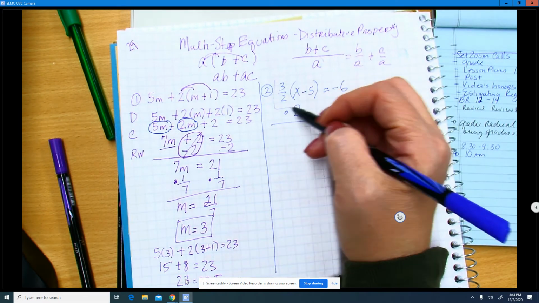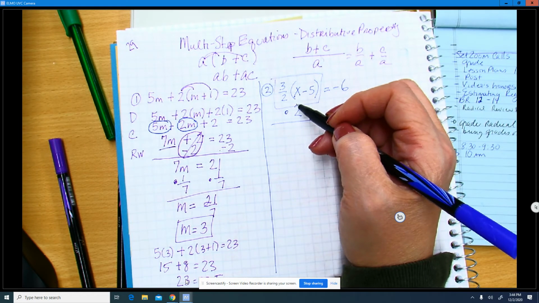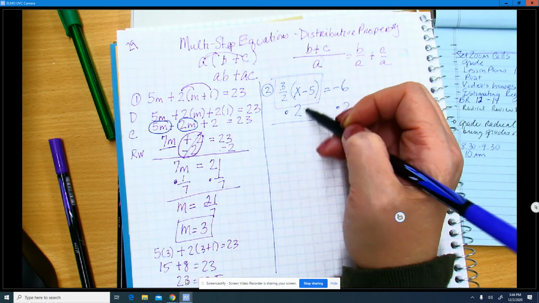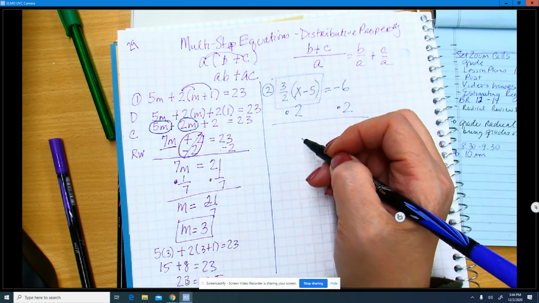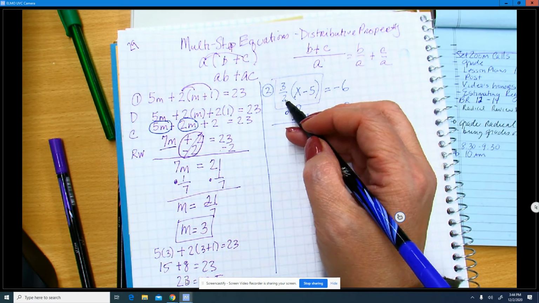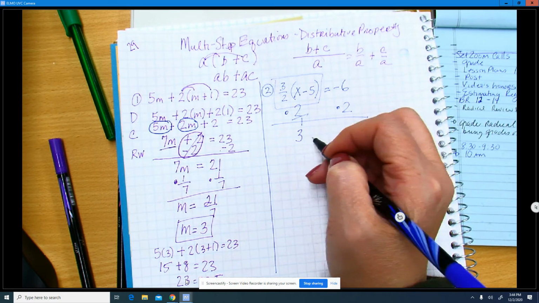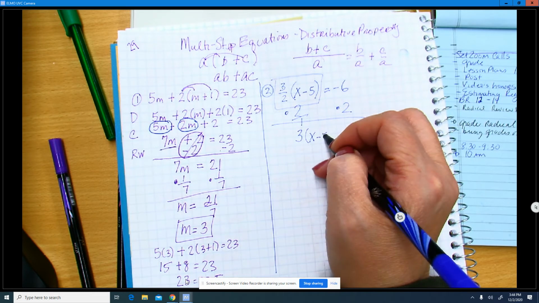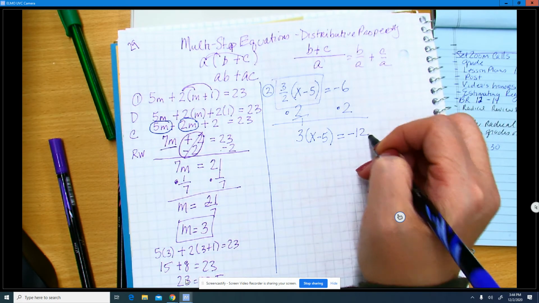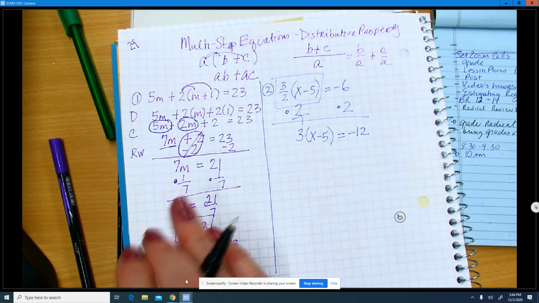But this is a term altogether, so I'm only multiplying 2 by this entire piece one time. And when I do that, 3/2 times 2 over 1, those 2's simplify out because 2 over 1 is the multiplicative inverse of 2, the denominator. So that cancels out to give me a 3. I still have my x minus 5. And over here, -6 times 2 would be -12.